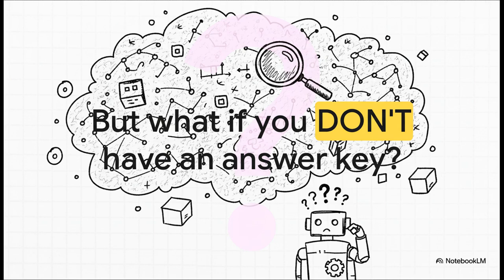What if you have a mountain of data, but none of it is labeled? No yes, no no, no approved or denied, just raw information. How in the world can a machine possibly learn anything from that?